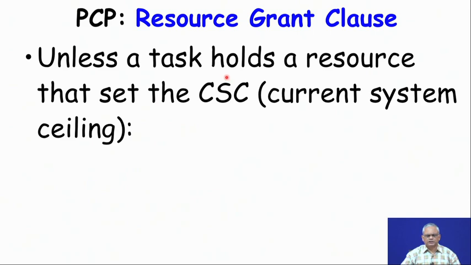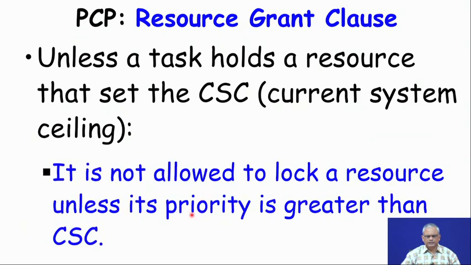Simple clause. Here, once the task gets the resource, the current system ceiling is checked with the ceiling of the resource it has got, and if the ceiling is greater than the current system ceiling, then the current system ceiling is set to the resource's ceiling, and the task is not allowed to lock a resource unless its priority becomes greater than CSC.